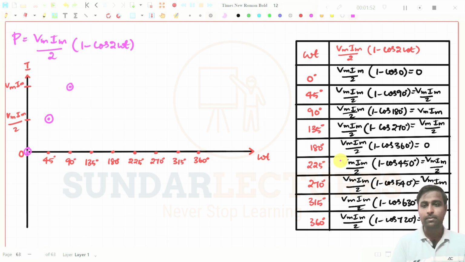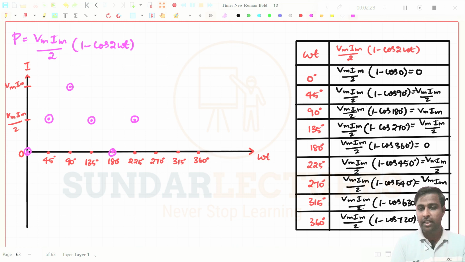If I substitute like that, at 135 degree it will be Vm Im by 2. It will come here. And then at 180 degree it becomes 0, because cos 360 will give you 1, and 1 minus 1 will give you 0. So it will come around here. And then at 225 degree, it will be 1 minus cos of 450, that will give you Vm Im by 2, right? So Vm Im by 2, again it will be here.